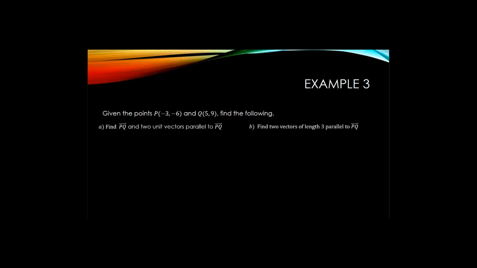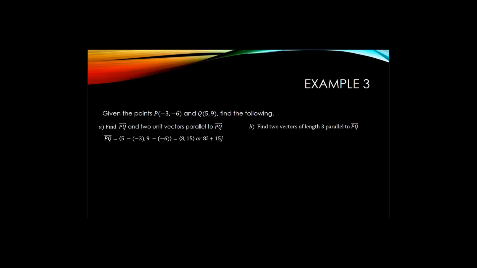If I'm given the point P with the coordinates -3, -6, and the point Q with the coordinates 5, 9, I want to find the following. I want to find the vector PQ and give two unit vectors that are parallel to PQ. Then I want to find two vectors of length 3 that are parallel to PQ.